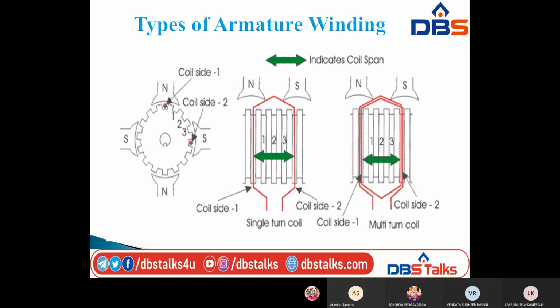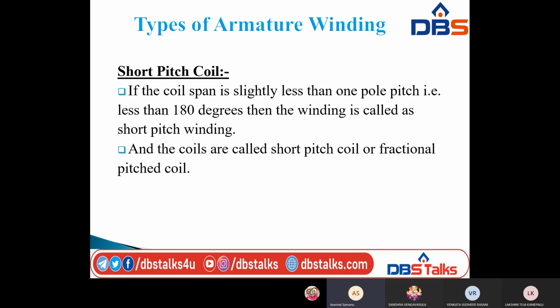Next we have the short pitch coil. What is meant by a short pitch coil? If the coil span is slightly less than one pole pitch, that is less than 180 degrees. Actually we know that one pole pitch is equal to 180 electrical degrees. But here the coil span is slightly less than one pole pitch.